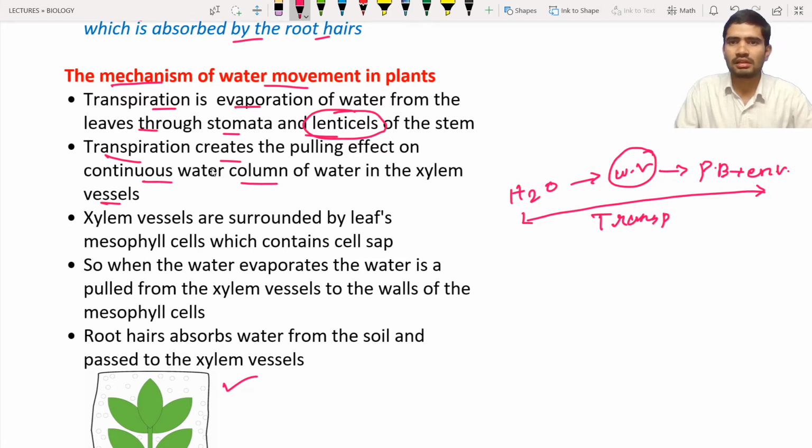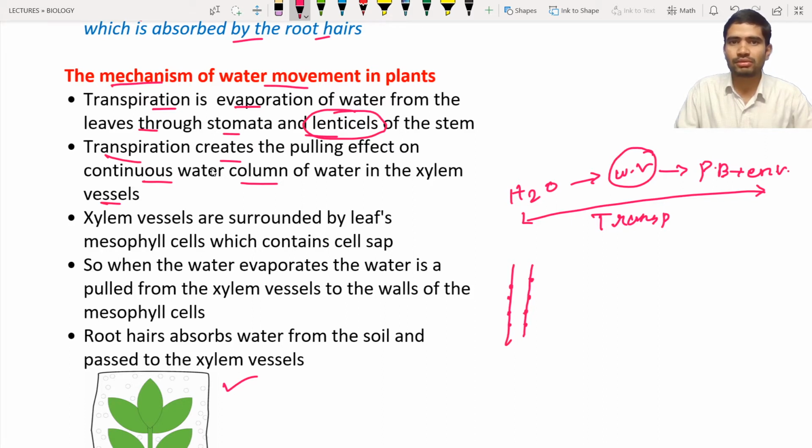What is meant by lenticel? Lenticel is nothing but, in the stem or on the bark of the tree, you can see small elevations, small bump-like structures on the surface. What are the small elevations on the stem? These are known as lenticels. These are the loose tissue which is helping in the respiration.